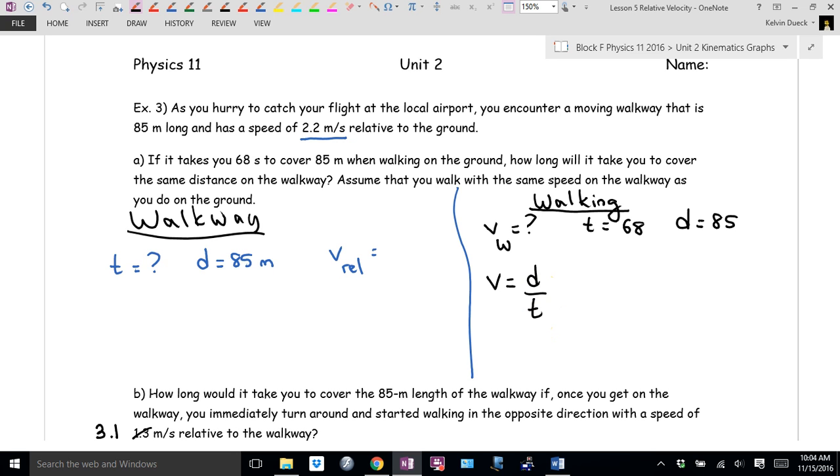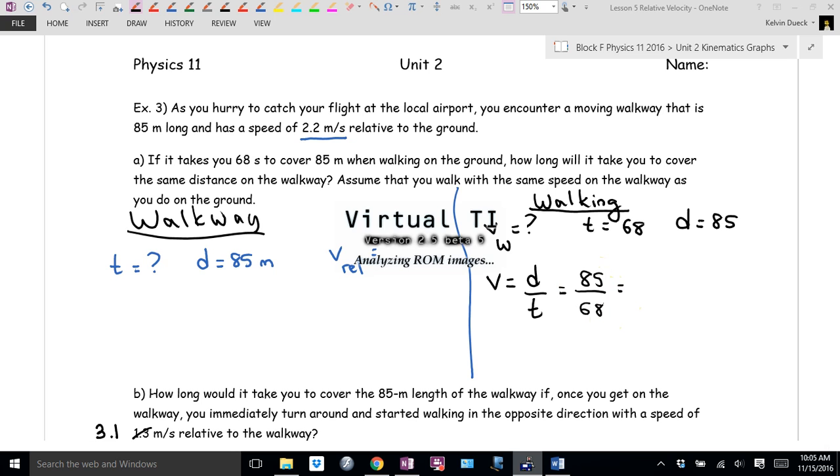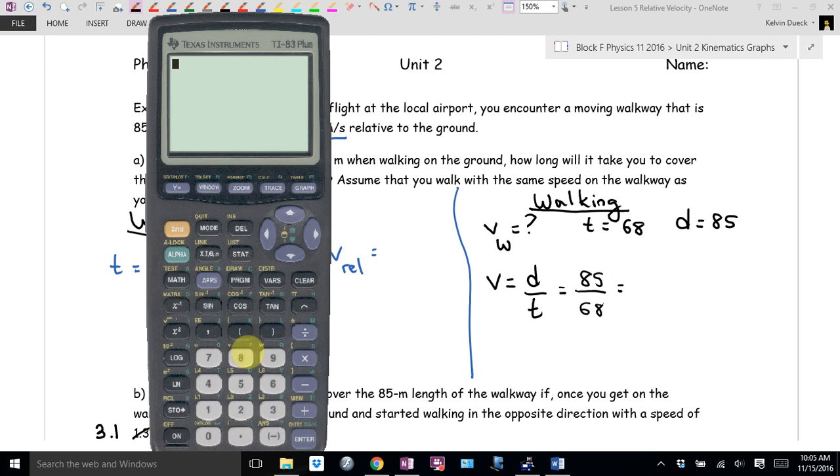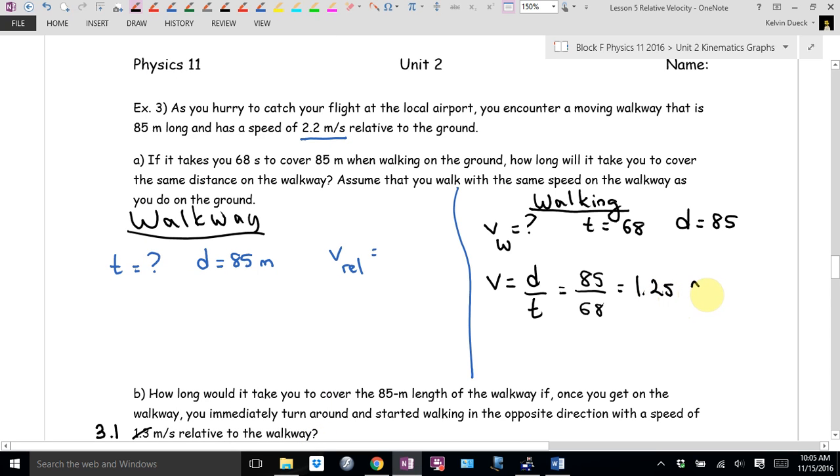Can you read that okay? Yes? Okay. It's as big as I can make this on this screen, sorry. It looks like when I walk on the ground, I can cover 85 meters in 68 seconds. My walking speed is whatever 85 divided by 68 is, which is what? Using your phone for a calculator? Really? Won't let you do that on the test. 1.25, is that what you said? Okay. 1.25 meters per second.